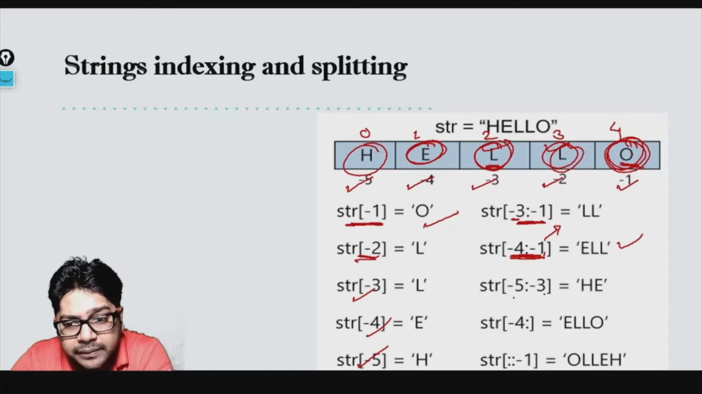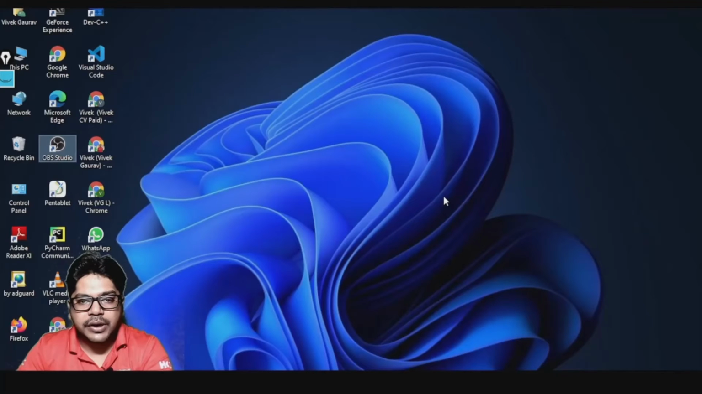If I write -5 colon -3, -5 is this, -4 is this, -3 it won't include, so you will get HE. If you just write -4 colon and nothing after, it means till the end. So -4 starts here, giving E L L O. And if you write colon -1, now this is an important one. Colon -1 is going to reverse the whole string.